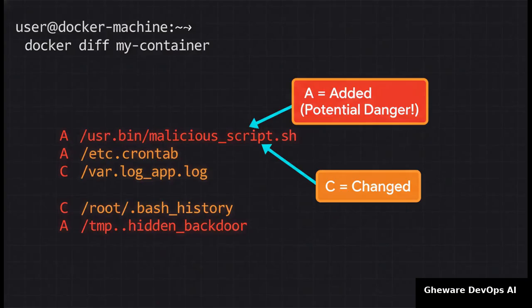It is so simple. You just run docker diff and the container name. That's it. And look at this output. We can immediately see a log file was changed. Okay, that might be normal. But then we see a file called malware.txt was added to the temp directory. Whoa, that is an instant red flag.